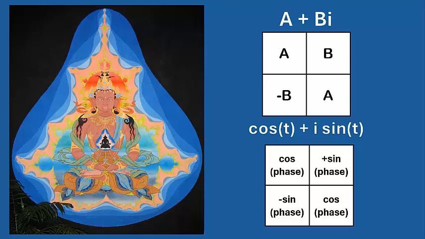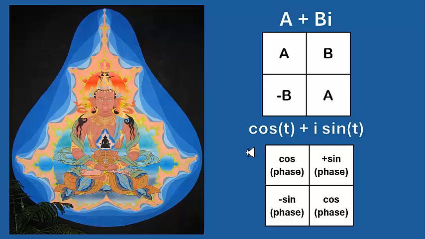In the version of complex numbers that I'm promoting, the complex number a plus bi is a 2 by 2 matrix with the a on the forward diagonal and the b on the backward diagonal. As a companion to this, we have the 2 by 2 matrix with the cosine on the forward diagonal and the sine on the backward diagonal. The cosine has the same sense, usually positive, and the backward diagonal has the opposite sense. If this is positive, this is negative, and if this is negative, this is positive.